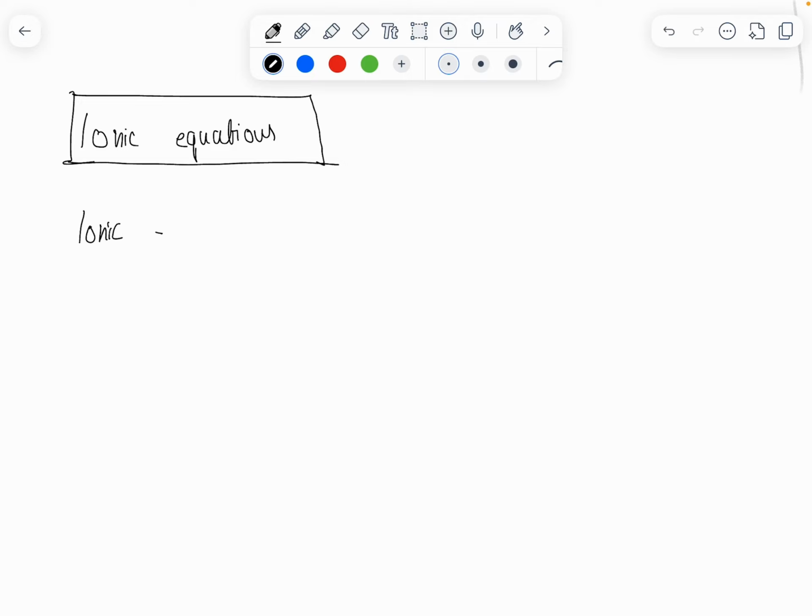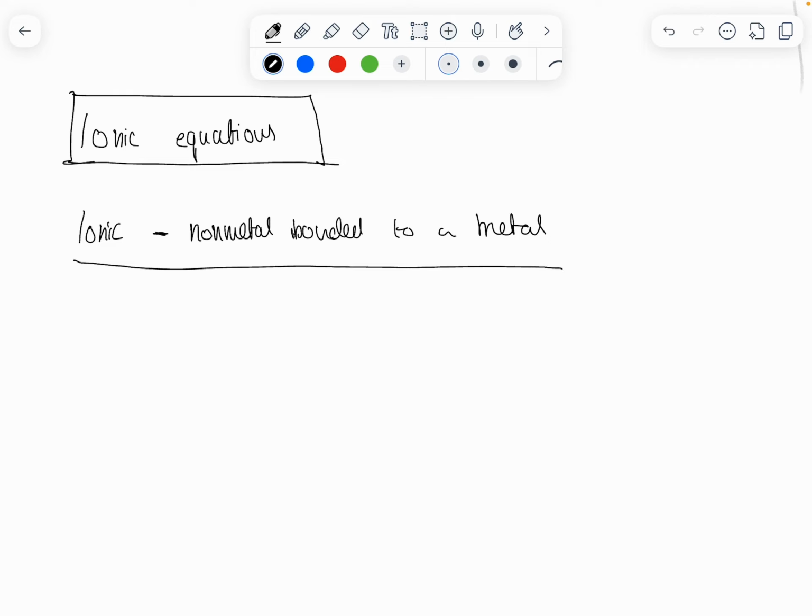Ionic. What does this mean? It means a non-metal bonded to a metal. Okay, this is fundamental. In an ionic equation, we have some fundamental rules.